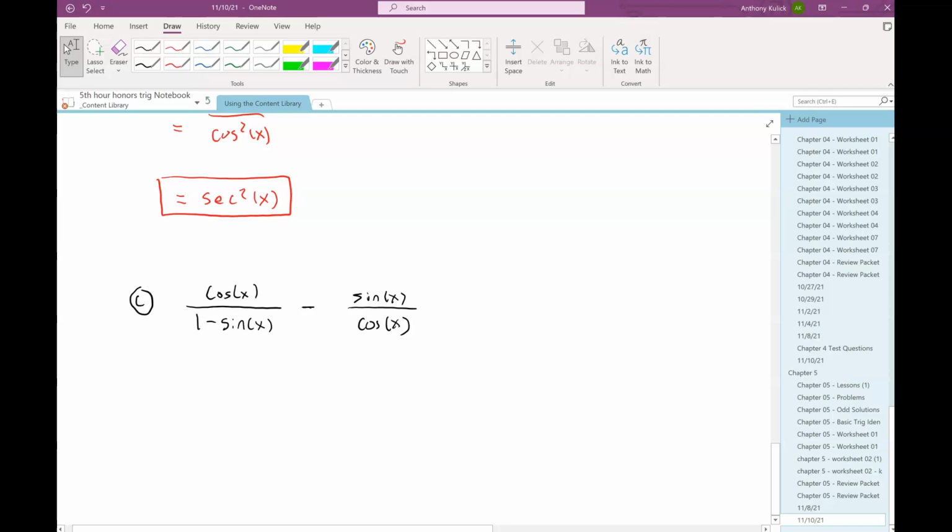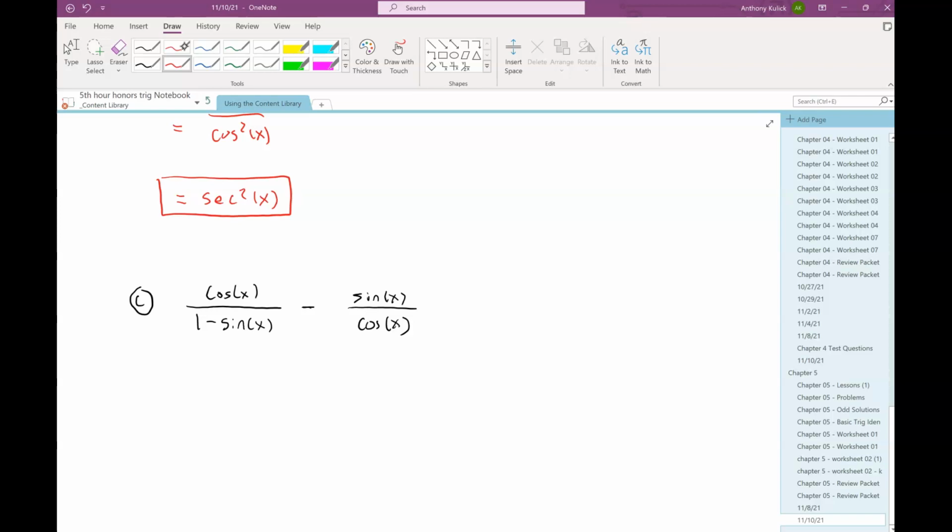Okay, so let's take a look at this one. Here we have cosine x over 1 minus sine x minus sine x over cosine x. First thing we do is typically look to see if there's any algebraic stuff we might want to do. Do you see any algebraic thing to do on this one? I see something that I would want to do. Would you cross out the sine x's?